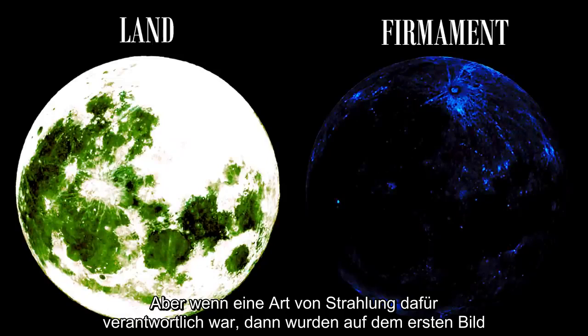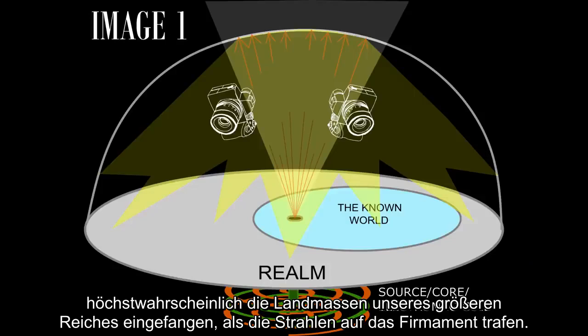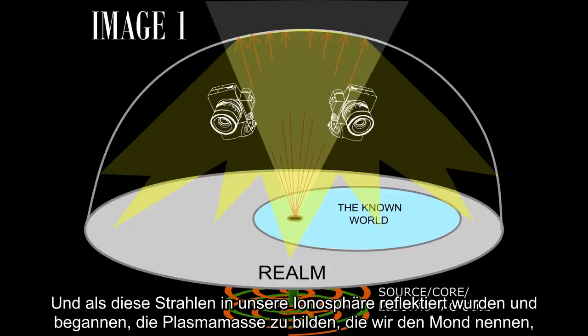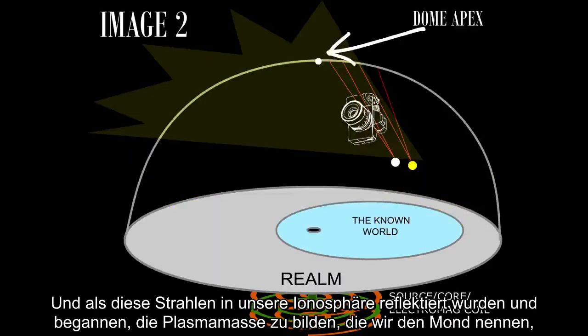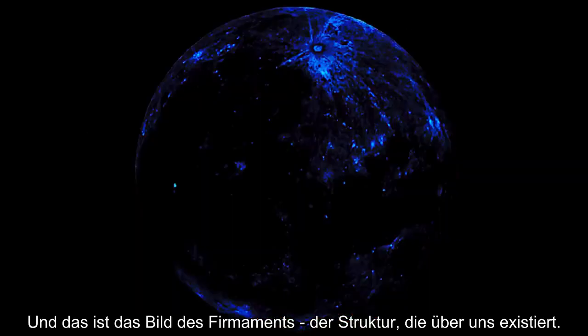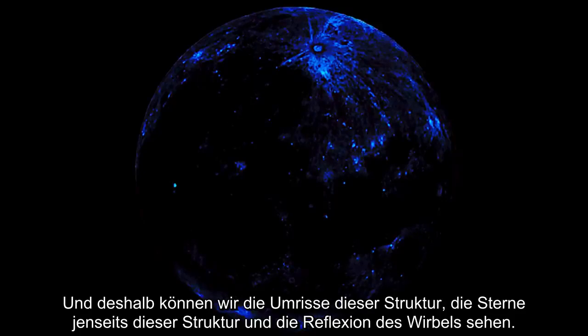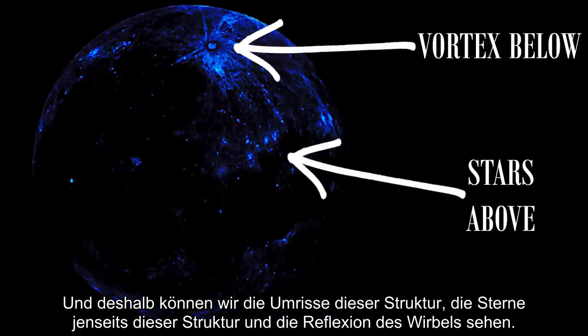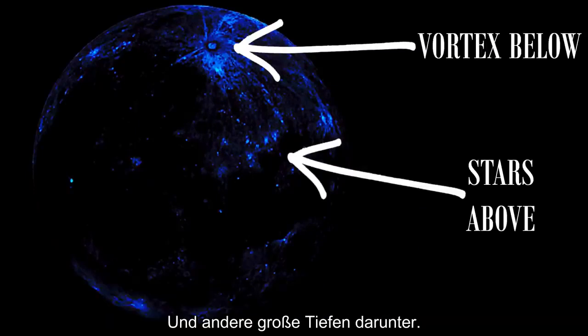But if some kind of radiation beams were responsible, then the first image, the land masses of our greater realm, were most likely captured as the rays hit the firmament. And as those rays were reflected into our ionosphere and began forming the plasma mass we call the moon, it is likely that the second image was captured. And that is the image of the firmament, of the structure existing above us. And that's why we can see the outline of this structure, the stars beyond this structure, and the reflection of the vortex and other great deeps below.